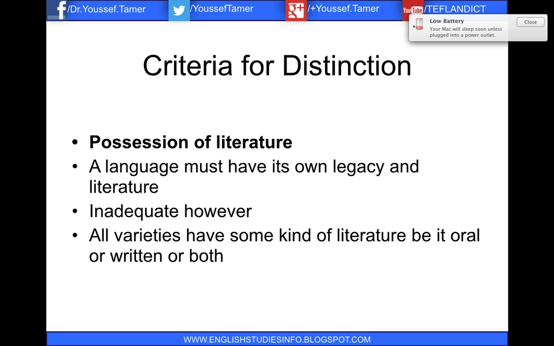Now, all varieties have some kind of literature, be it oral or written. This is the reason why this criterion of possession of literature is inadequate, is not strong enough, because all varieties, dialects included, have some kind of literature, be it oral or written or sometimes both.